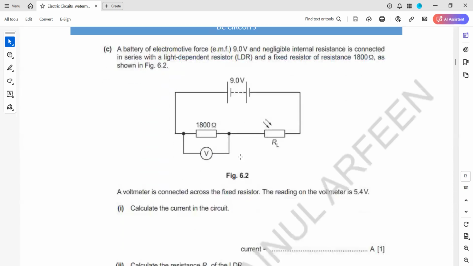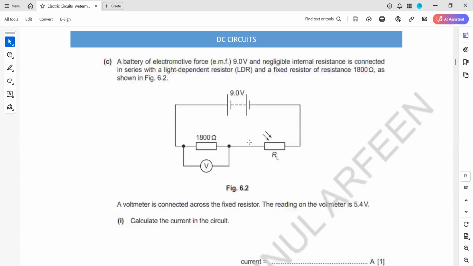Next is a potential divider circuit. A battery of EMF, electromotive force, of 9 volts with a negligible internal resistance is connected in series with an LDR, light dependent resistor. LDR is used in light sensing circuits. When it is too bright, what happens to the resistance of the LDR? It decreases. When it is dark, what happens to the resistance of the LDR? It increases. So the resistance of the LDR changes with the intensity of the light.